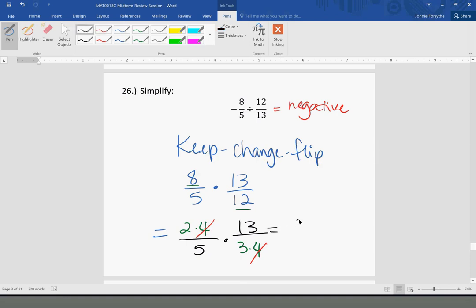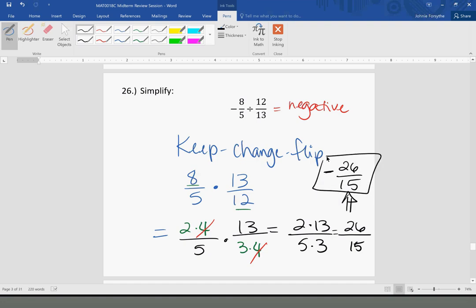So what I really just have is 2 times 13 in the numerator, and then 5 times 3 in the denominator. And so 2 times 13 is 26. The denominator is 15. And remember, the answer is negative. So the final answer is going to be negative 26 over 15.